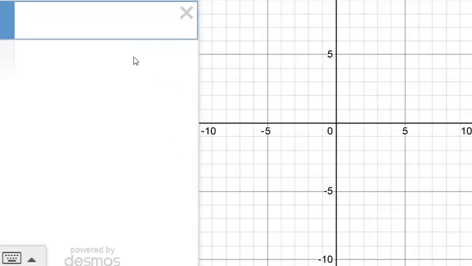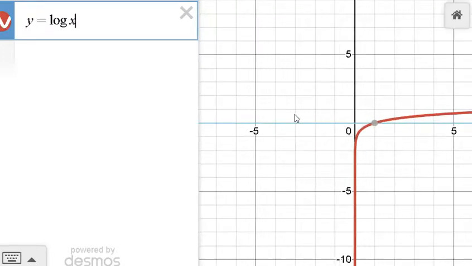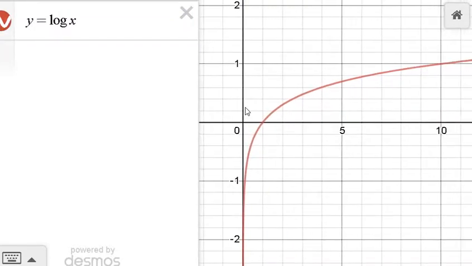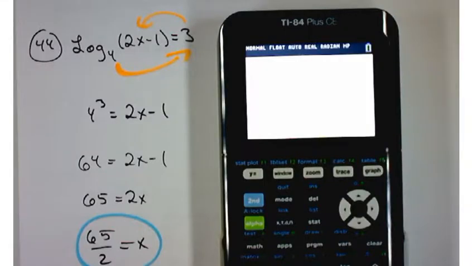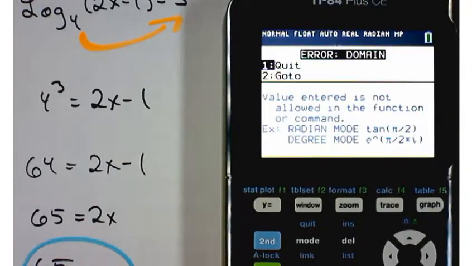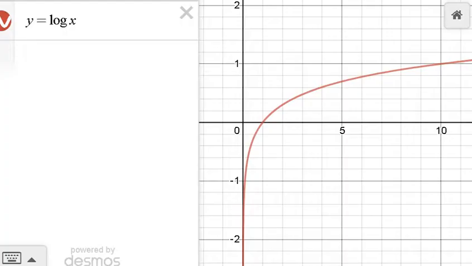No, it certainly doesn't. So y equals log x. And let's see up here. There we go. So let's take a look at what's going on. Now, when I take the log of 0, I get what's called a domain error. It's because log is not defined at that point. So, where is log defined? Well, let's remind ourselves of this by looking at the graph of the logarithm.